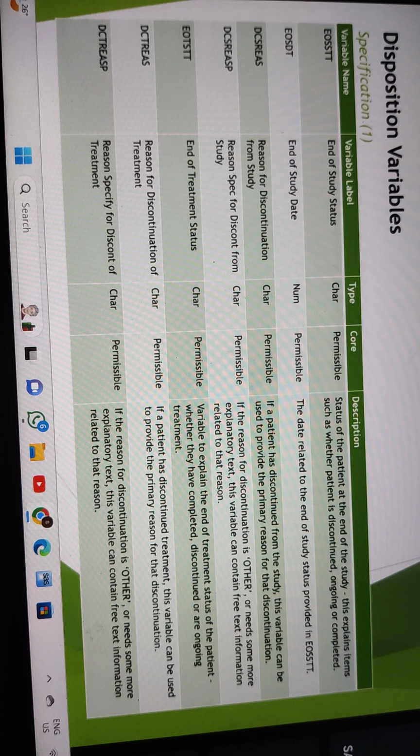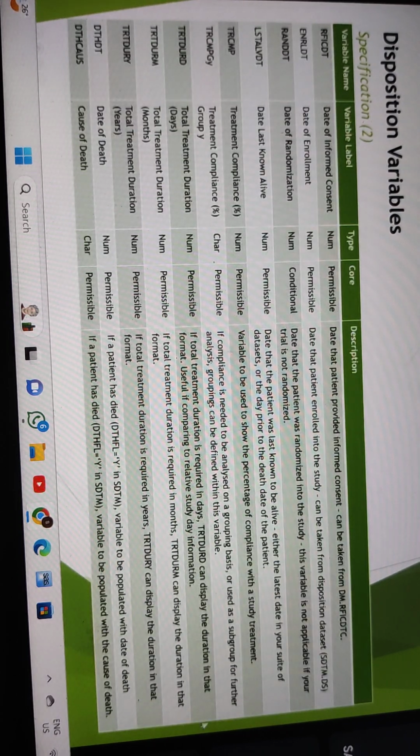So in that case, we have to check what the study status is, and also what the treatment status, the end of treatment status, is. And if it's a disposition from the treatment, then what is the reason? Most of the cases would be adverse events. If there are any study specific reasons, they can mention them here. Okay, so these are some disposition variables.